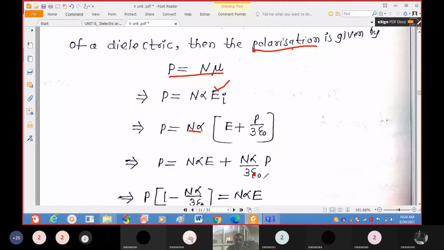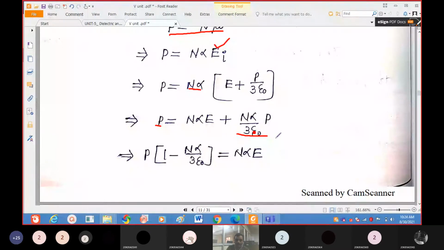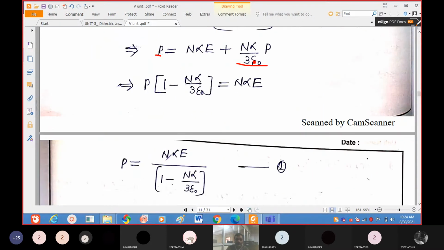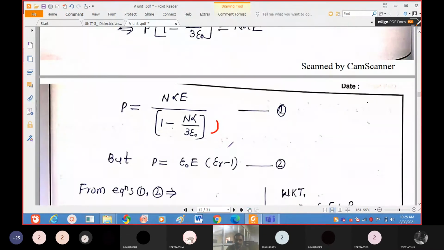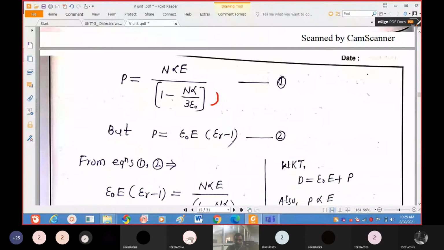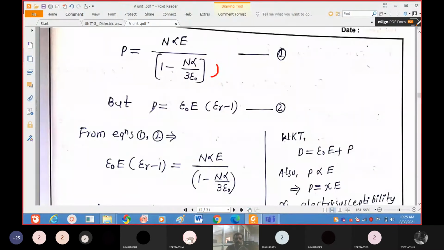Now bring all the P terms to one side. This is a P term and this is a P term. Taking P common, we get P times 1 minus N alpha by 3 epsilon naught equals N alpha E. Therefore, P equals N alpha E divided by 1 minus N alpha by 3 epsilon naught. This is equation number 1, the polarization value, the P value.